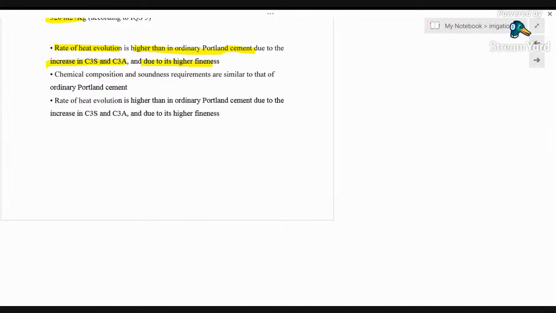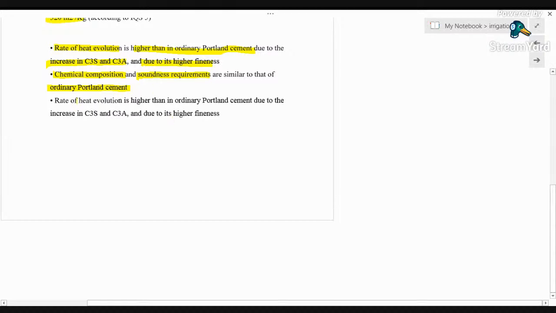So as a result, what is happening? The rate of heat of evolution is increasing. Due to the rate of heat of evolution increasing, we are gaining this strength very rapidly, very quickly. And all the chemical composition and soundness requirements are similar to that of ordinary Portland cement.